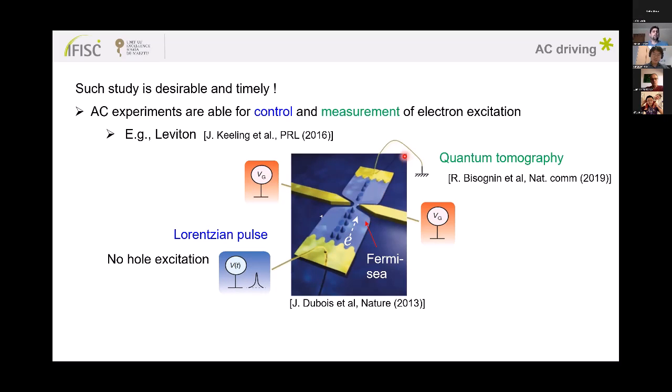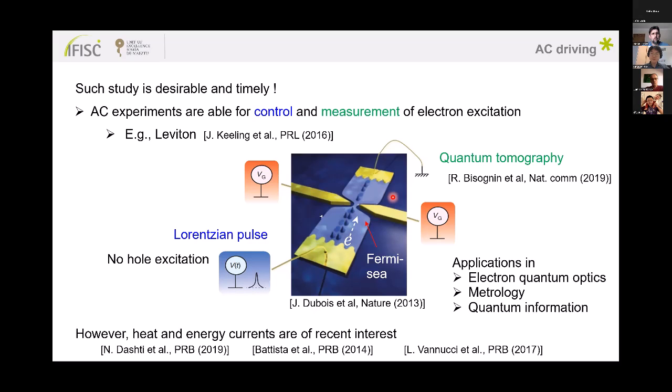For example, here is a one-dimensional quantum wire, and you apply a time-dependent voltage on one of the terminals, and it usually generates a lot of electron-hole excitations in a noisy way. But it has been shown that if you apply a Lorentzian pulse, then each Lorentzian pulse excites only one electron, with nothing else, in a clean way. And this excitation has also been verified using quantum tomography.